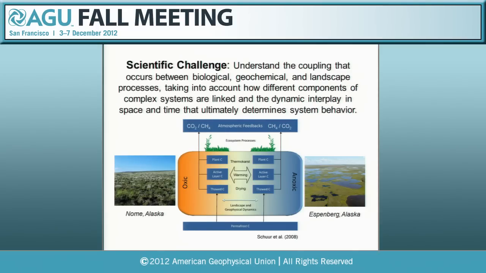Of course, one of the challenges that we have, and this relates back to my earlier comment about the Arctic being a very complex system, is just the challenge of coupling all of the processes, the biological, geochemical, and landscape processes, in such a way that we can understand this emergence of system behavior and representation of that in models. Now, we are using the conceptual framework that Ted Schuur and others have developed and published in 2008, where we're looking at biogeochemical and biophysical feedbacks to climate with permafrost thaw and degradation across both oxic and anoxic environments, that is, upland and lowland tundra.